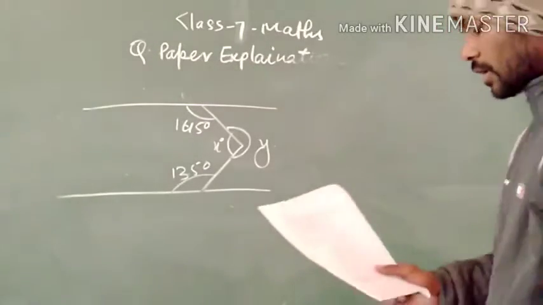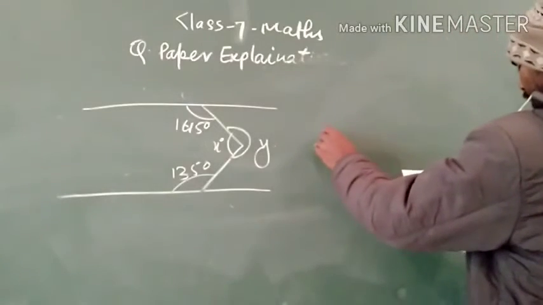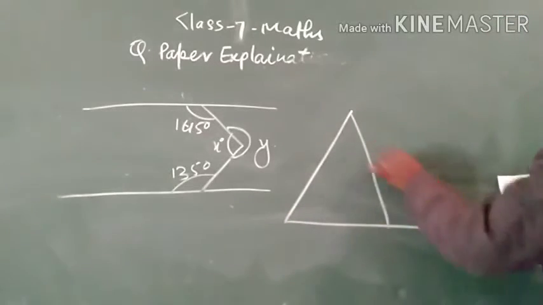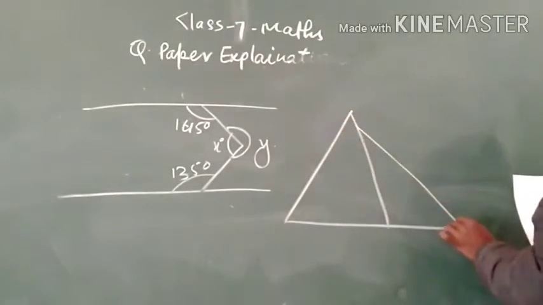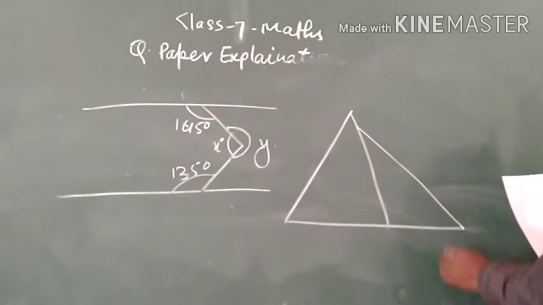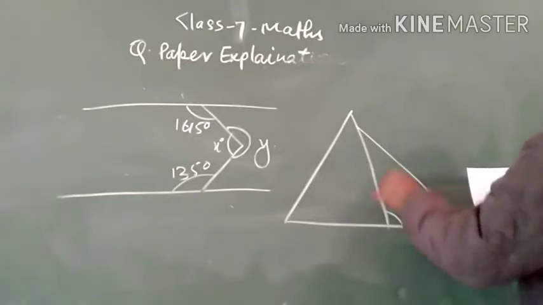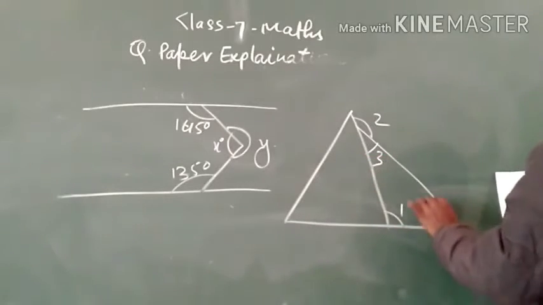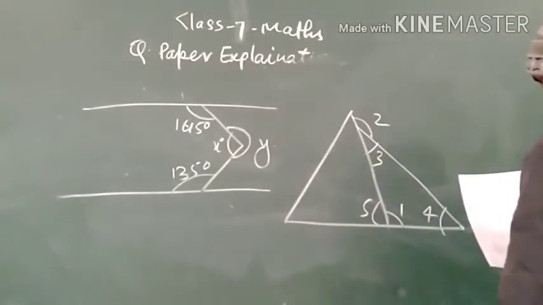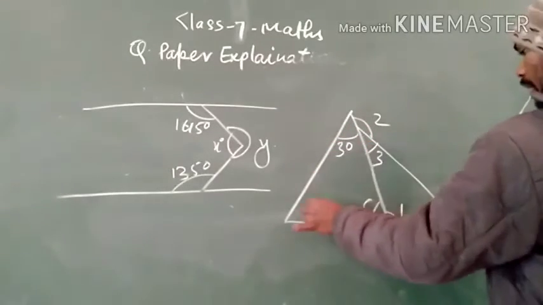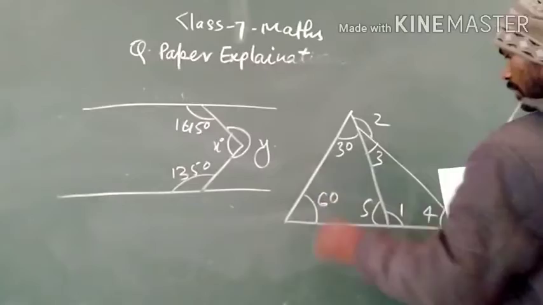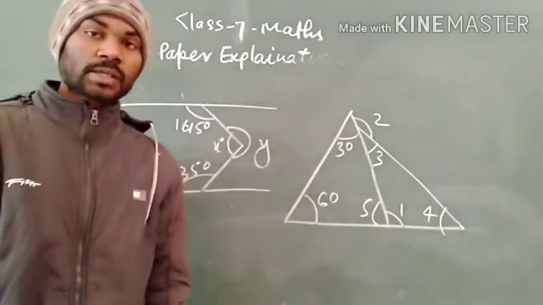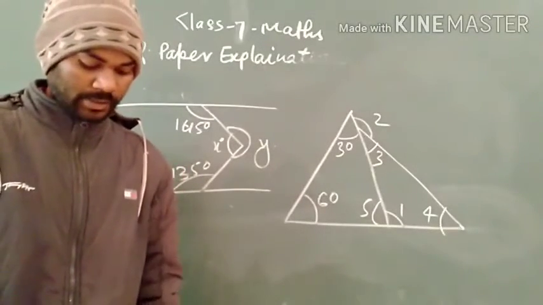In the next figure, you have to find the values as marked. This is the given figure. This is angle 1, angle 2, angle 3, angle 4, angle 5. This is given as 30 degrees and this is 60 degrees. We have to find angles 1, 2, 3, 4 and 5 using the property of triangles.